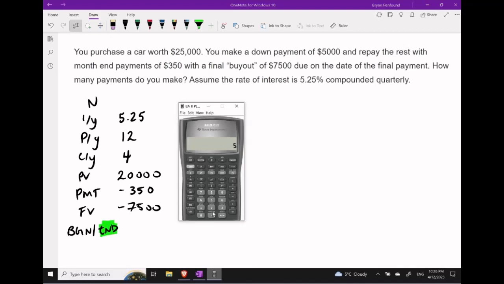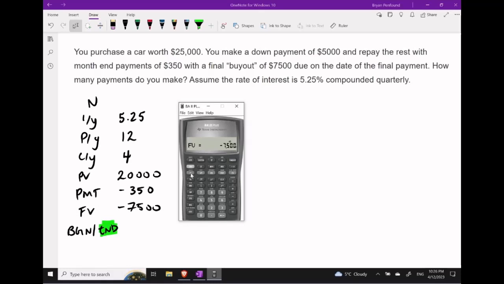So let's begin by programming our 5.25 in for the interest rate, and sliding into that submenu, let's take 12 for PY and 4 for CY. I'm going to go ahead and quit the submenu. We're going to put in the $20,000 here for our principal amount, our payments of $350 negative, as well as our final buyout amount of $7,500, and again putting that in as negative.